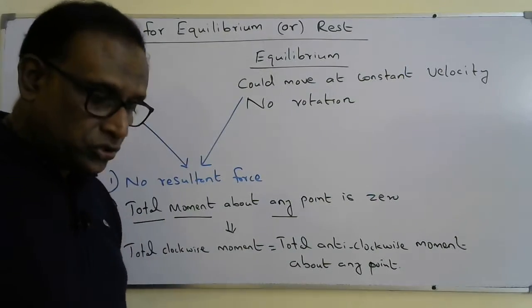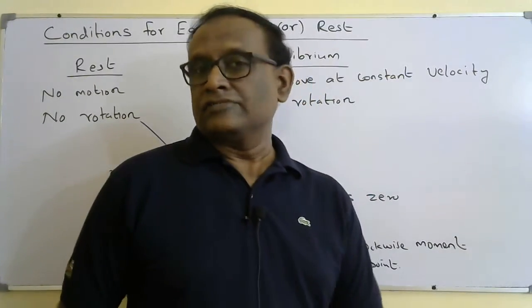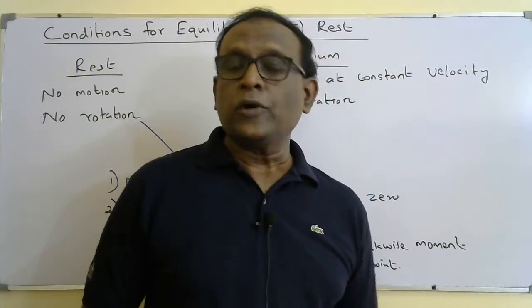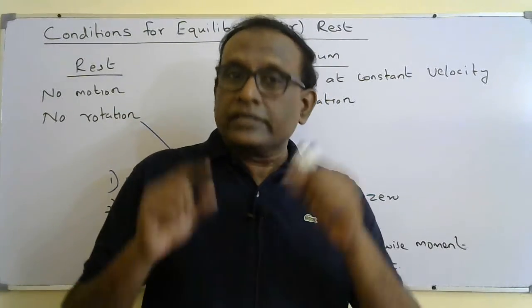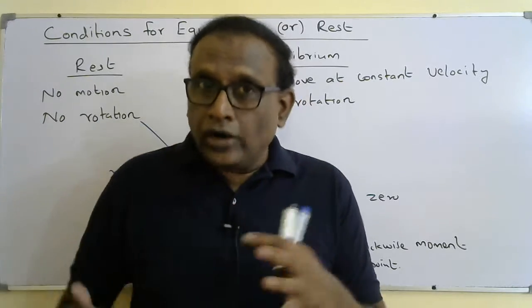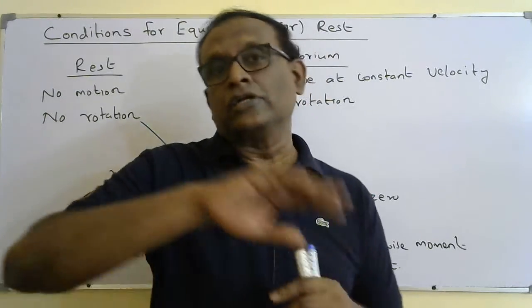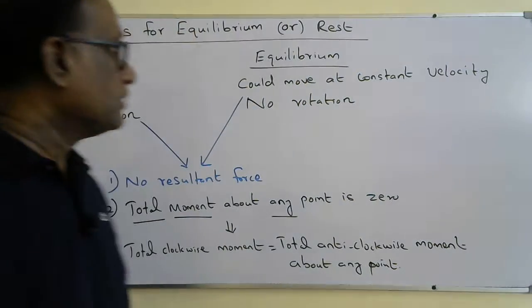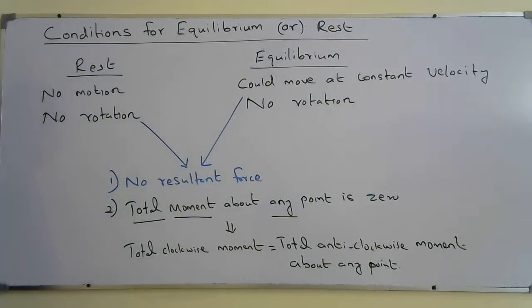Okay, so we are going to do questions related to this. So nothing else. When we resolve all the forces into any direction, the resultant force in that direction must be 0. When we take moment about any point, total moment 0, or I can say total clockwise moment equal to total anti-clockwise moment about any point. So these are the conditions. But we can analyze in terms of number of forces also, that I will do now before starting questions.